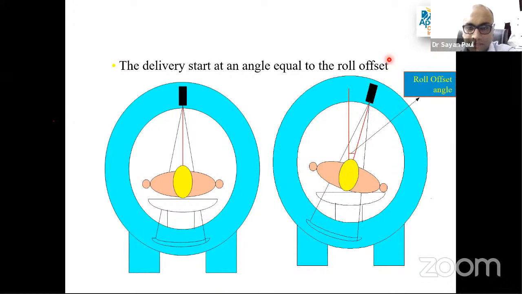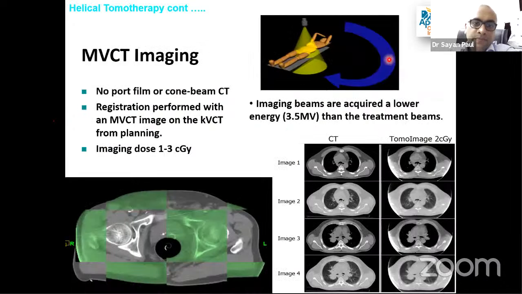So suppose there is a certain degree of roll, so the gantry also rotates to that angle and corrects the roll. And translational errors, obviously, you can correct with the couch. So same gantry head, though the energy is a bit less, usually it's 3.5 MV energy for the imaging and 6 MV is for treatment.